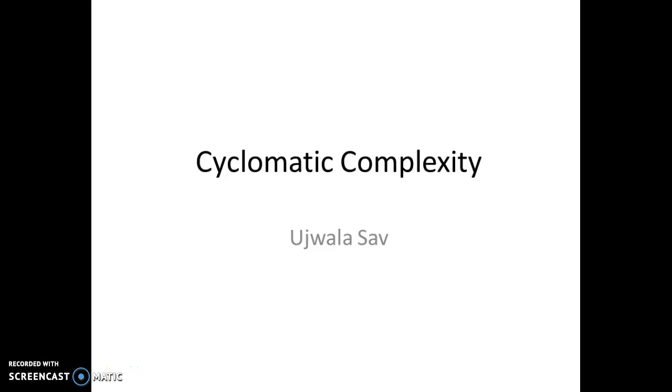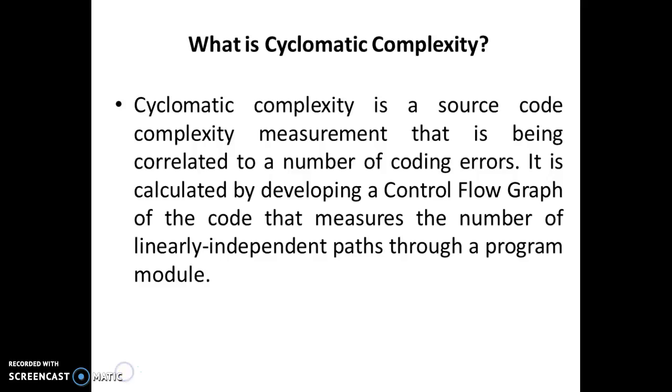I am going to talk about cyclomatic complexity. What is cyclomatic complexity? Cyclomatic complexity is a source code complexity measurement that is correlated to a number of coding errors. It is calculated by developing a control flow graph of the code that measures the number of linearly independent paths through a program module. So in this session, we are going to see how to calculate the cyclomatic complexity.